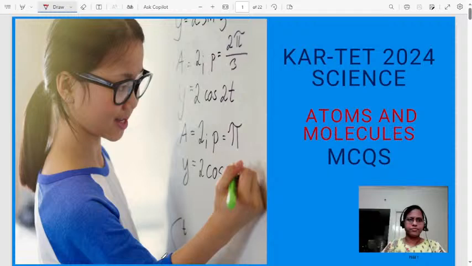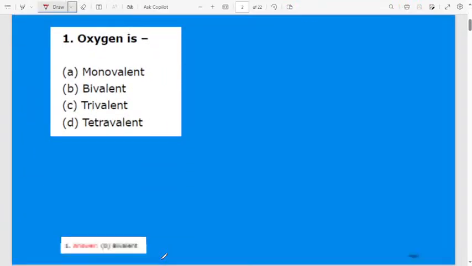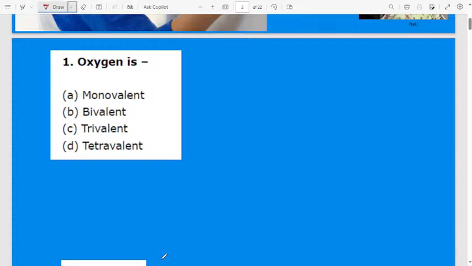In this class I am going to discuss Karnataka TET 2024 preparation. The topic is atoms and molecules. Let us discuss a few MCQ questions based on the topic atoms and molecules.